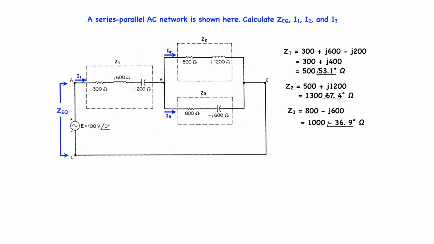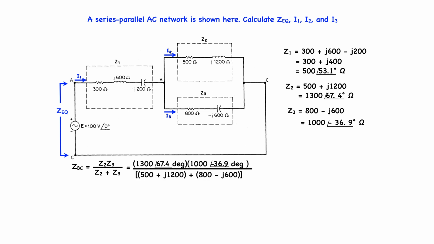Step 2 is to combine all parallel impedances. Using the product over the sum rule, we find that ZBC is equal to Z2 times Z3 all over the quantity Z2 plus Z3. Plugging in real numbers, we get 1300 at 67.4 degrees times 1000 at minus 36.9 degrees all over the quantity 500 plus j1200 plus 800 minus j600.